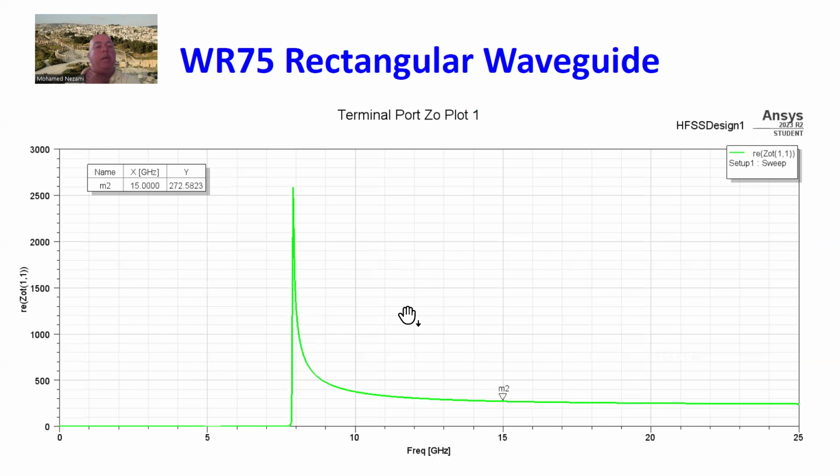Okay, now the impedance looking into a rectangular waveguide, of course, is high. It's usually a few hundred ohms. In this case, at 15 gigahertz, it's 272. Okay, and you can see how the impedance changes.